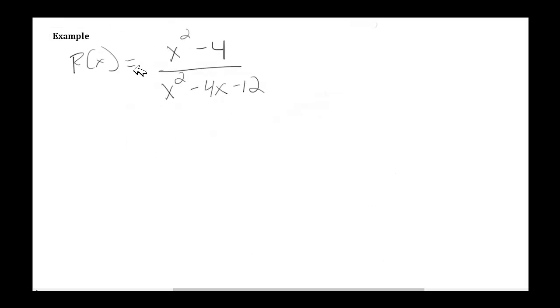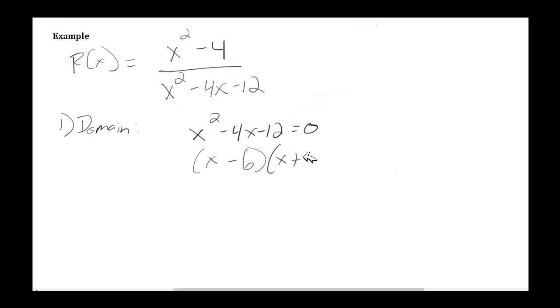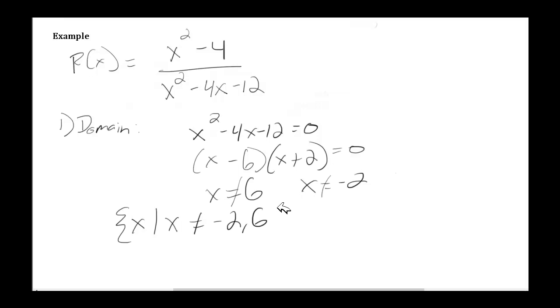Okay, here I have a rational function. I have a polynomial over a polynomial. So first up, let's find the domain. I'm going to take the bottom and set it equal to 0. I'm going to find all values that make the bottom equal to 0. So this factors as x minus 6 and x plus 2. So I have x equals 6 and x equals minus 2. Those are the values it cannot be, because that would cause division by 0. So my domain is the collection of all x such that x is not equal to minus 2 or 6.